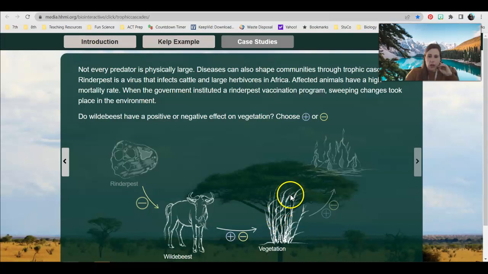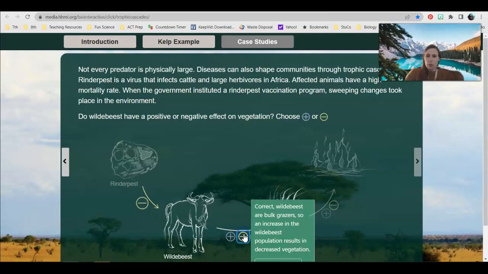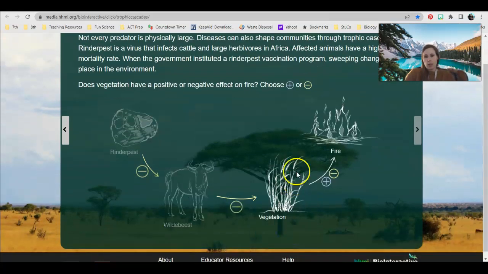Okay, the wildebeest eat the grass. So the wildebeest are going to lower the grass population. It's not good for the vegetation. So correct, wildebeest are grazers. So an increase in the wildebeest population results in decreased vegetation. Okay, if we have more vegetation, we would have more fire. So if we have less vegetation, we have less fire. So I'm going to go ahead and say that that's going to be a positive effect.